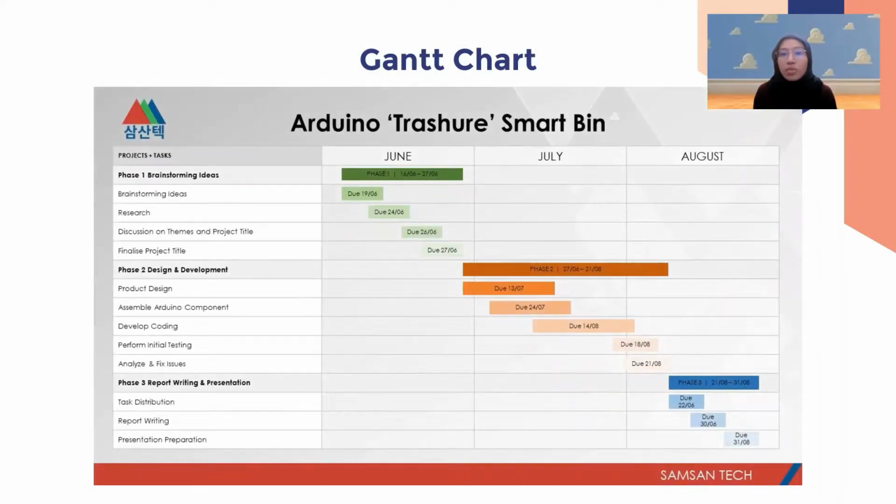Alright, so the next part, which is the last part of my presentation, will be the Gantt chart. The Gantt chart below was made assuming that the project was meant to be completed in a 3-month period. For this project, we decided to break the task into 3 phases, which are the brainstorming idea phase, design and development, and lastly, the report writing and presentation.